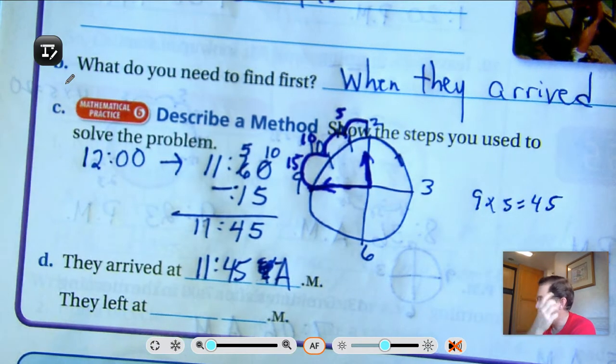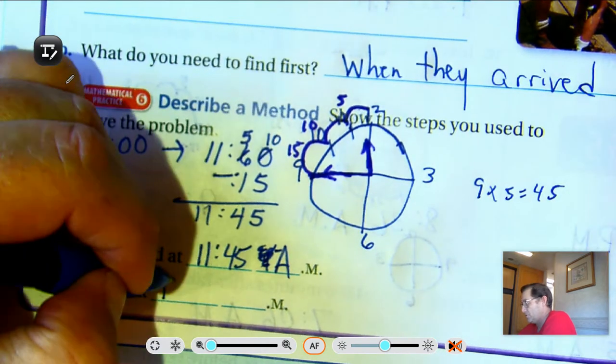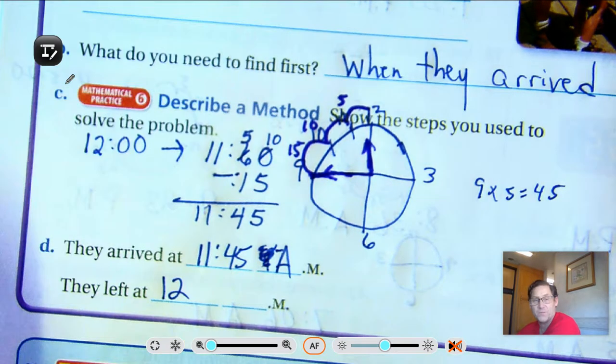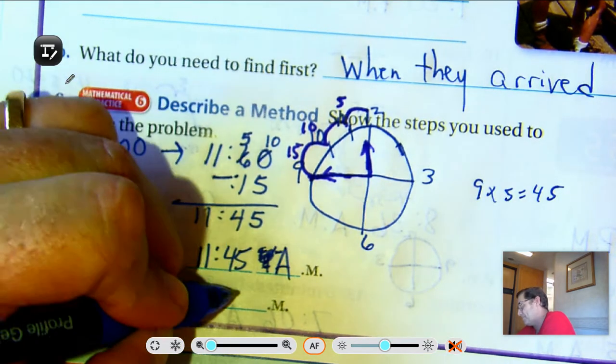They left 12 minutes after noon. So noon is 12 and 12 minutes after noon. So 12:12 p.m.